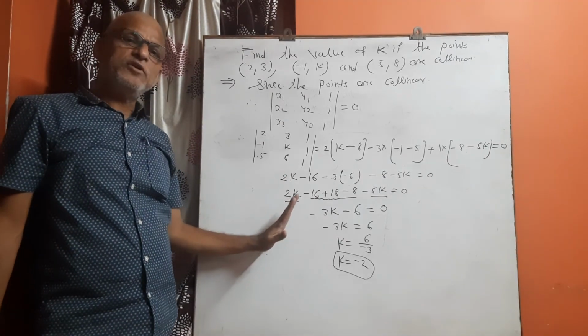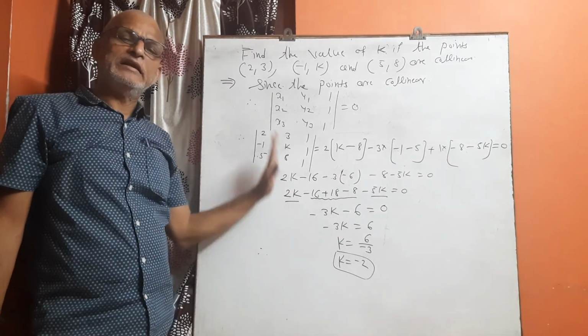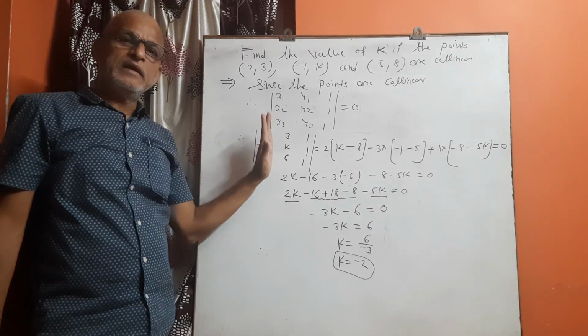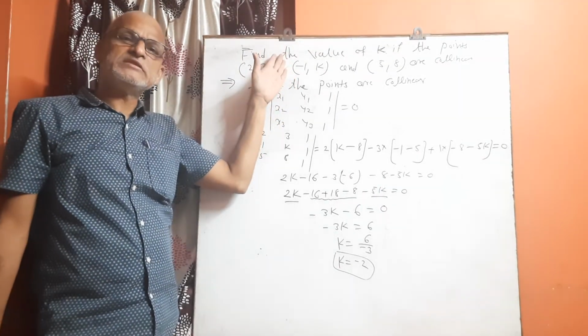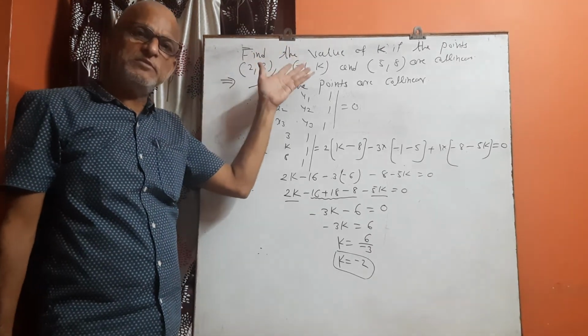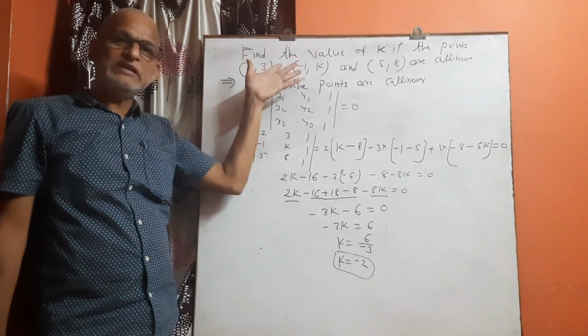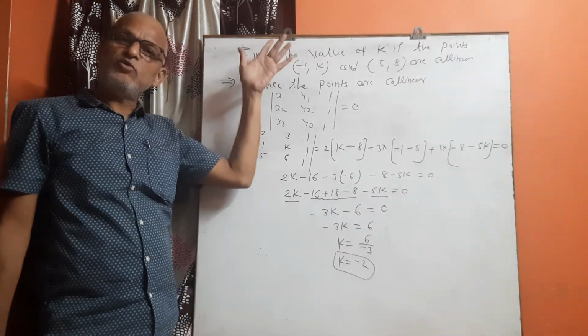So that's it for the complete determinants. I hope you have understood the determinants, complete determinants, that means the expansion of 3 by 3, Cramer's rule, area of triangle and collinear points.